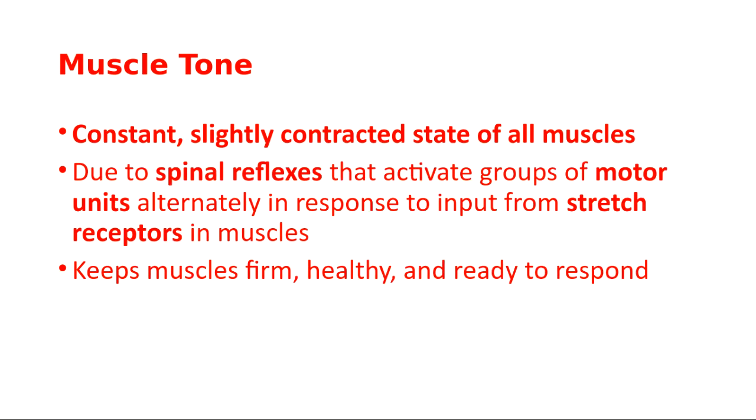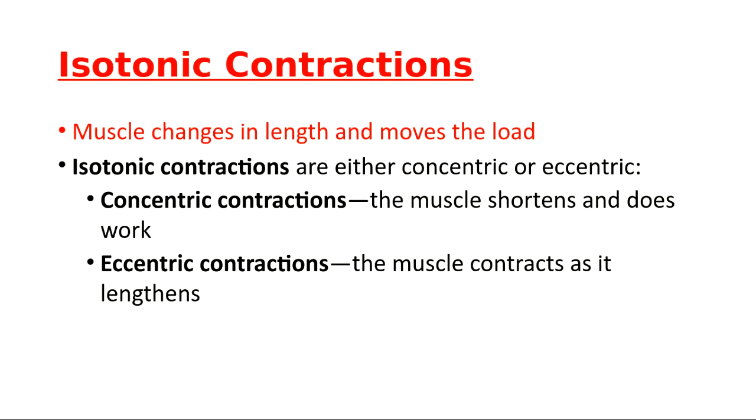The purpose of muscle tone is to keep muscles firm and healthy and ready to respond at any given time. It also helps us to maintain posture, and it keeps muscles toned, if you will. Now, when it comes to muscle contraction, there are two basic types of contractions, isotonic or isometric contractions. In an isotonic contraction, the muscle changes in length as it moves the load, so that the tone of the muscle is going to change as it contracts.